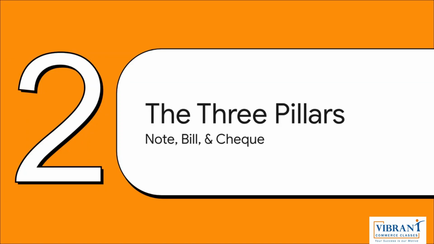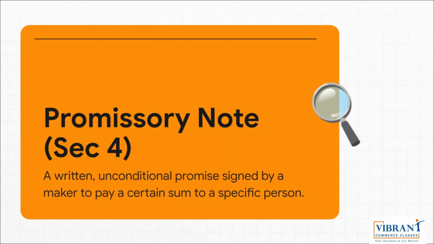All right, now let's get to the stars of the show. There are 3 main types of negotiable instruments that you absolutely positively have to know. The Act itself points to these 3 as the big ones. First up, we've got the promissory note, covered in Section 4. The key word to burn into your brain here is promise. It's a simple two-party deal. You have the maker, the one making the promise to pay, and the payee, the one who gets paid. That's it. It's basically a formal IOU.